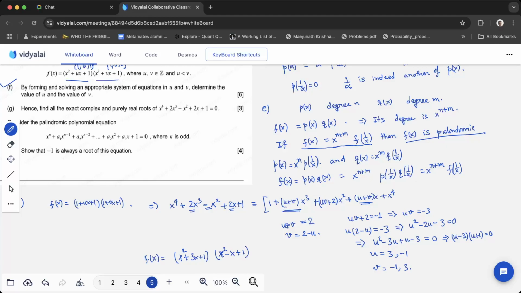So it is the product of these two polynomials. So either u equals 3, v equals -1, or u equals -1, v equals 3. So the two possible solutions are basically the same. The product would be the same. It doesn't matter in what order the polynomials are being multiplied.